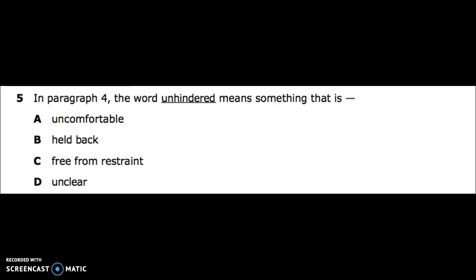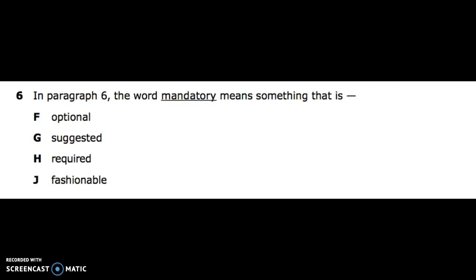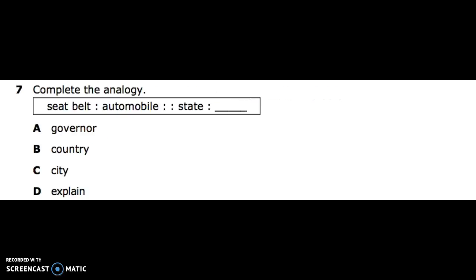Number 5. In paragraph 4, the word unhindered means something that is A. Uncomfortable. B. Held back. C. Free from restraint. D. Unclear. 6. In paragraph 6, the word mandatory means something that is F. Optional. G. Suggested. H. Required. J. Fashionable.